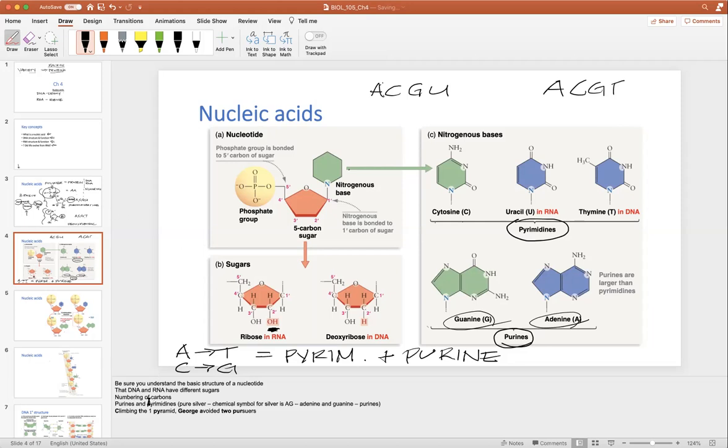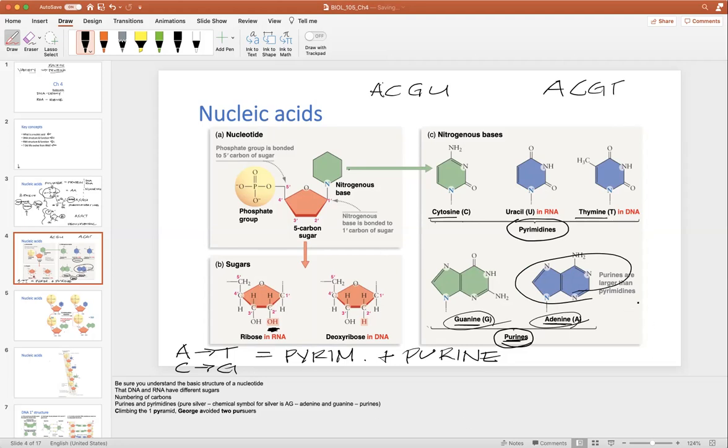Now that might not be helpful for you if you don't know chemistry, so here's another way of doing it. Here's a sentence: climbing the pyramid, George avoided 2 pursuers. Okay, climbing the, that's a C and a T, right? And then pyramid for pyrimidine. C, T, pyramid, pyrimidine, okay? George avoided 2 pursuers. George, G, avoided 2 pursuers for purines, okay? So if that is helpful for you, then great.